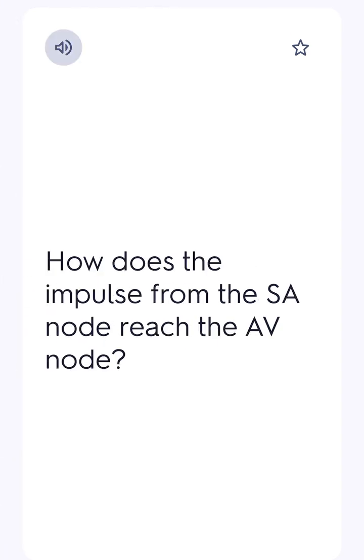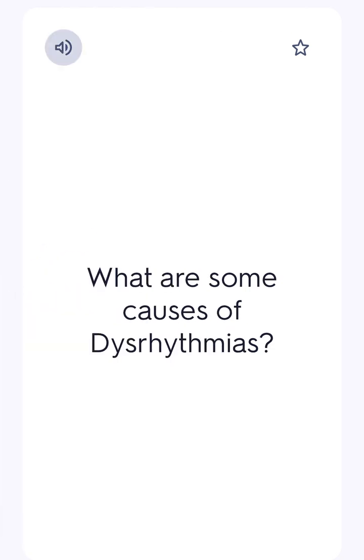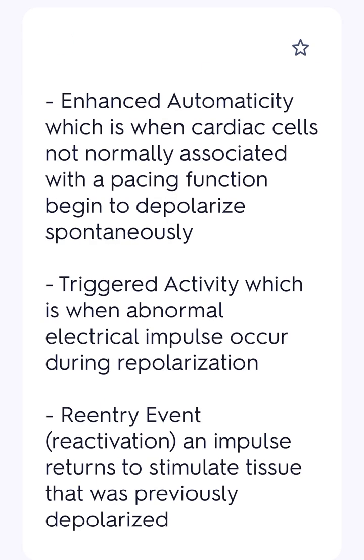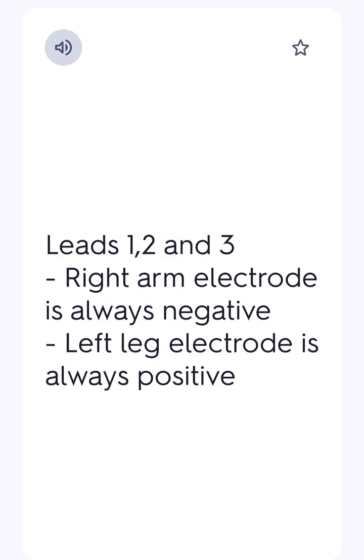How does the impulse from the SA node reach the AV node? Via internodal pathways which consist of anterior, middle, and posterior pathways. What are some causes of dysrhythmias? What are the standard limb leads? Leads 1, 2, and 3, right arm electrode is always negative, left leg electrode is always positive.